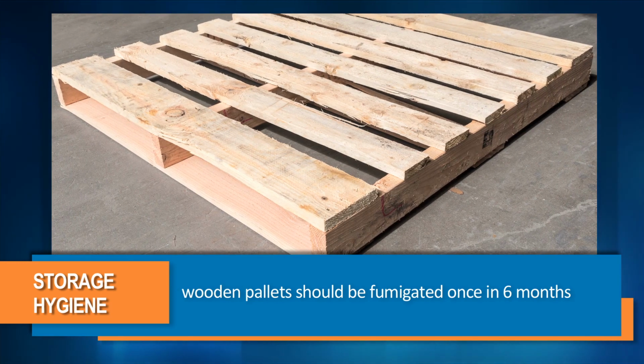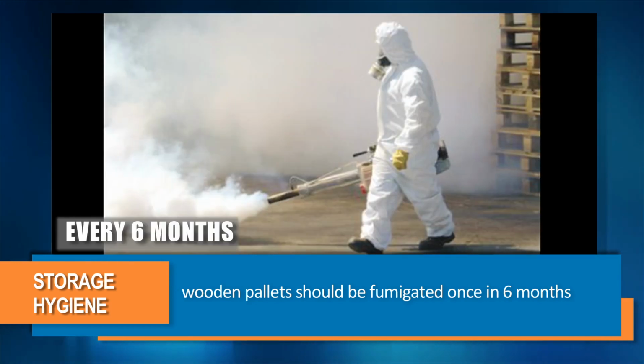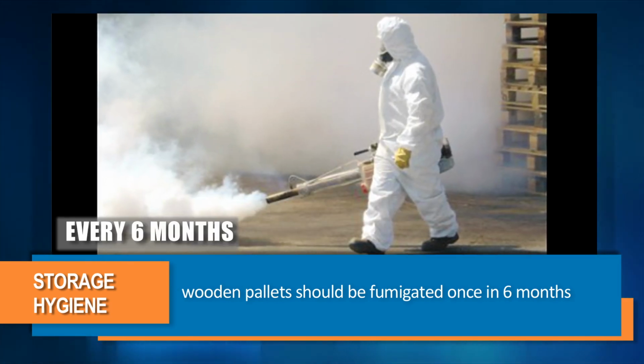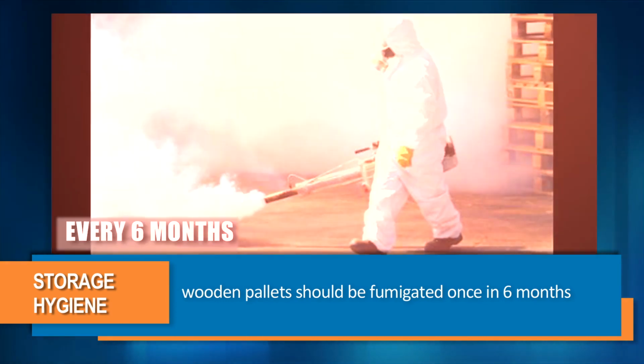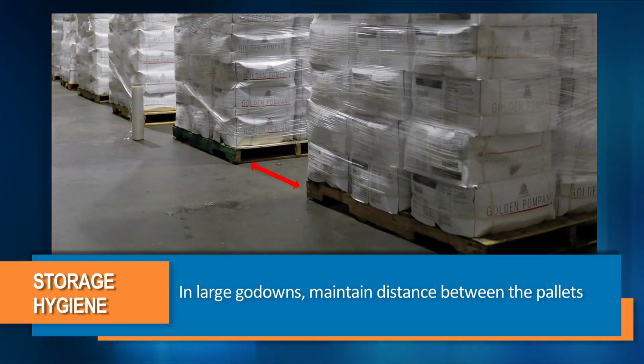In case wooden pallets are used, they should be fumigated once in 6 months. In case of large godowns, distance should be maintained between the pallets also to avoid pest activity and ease of cleaning.